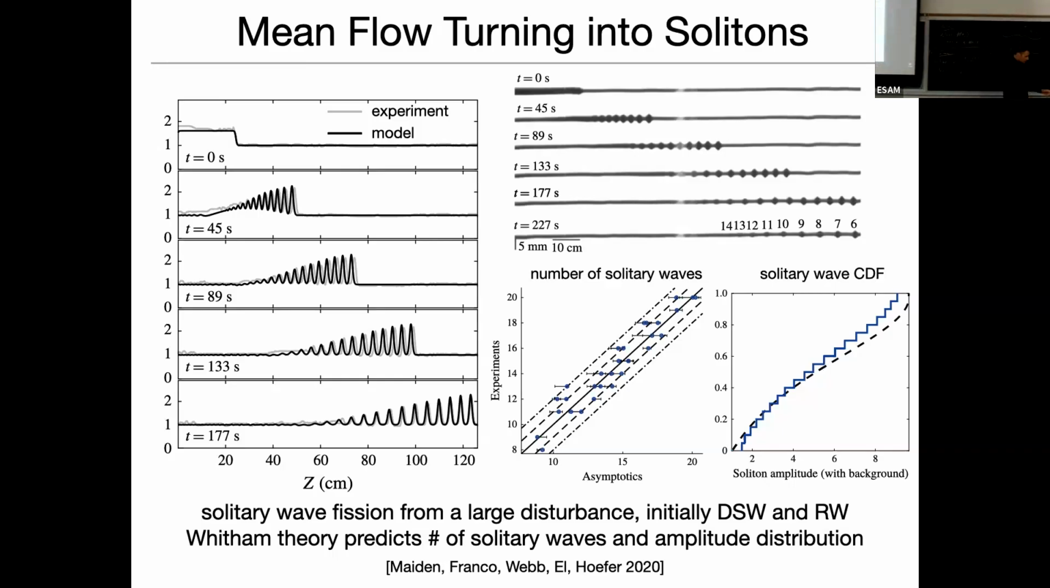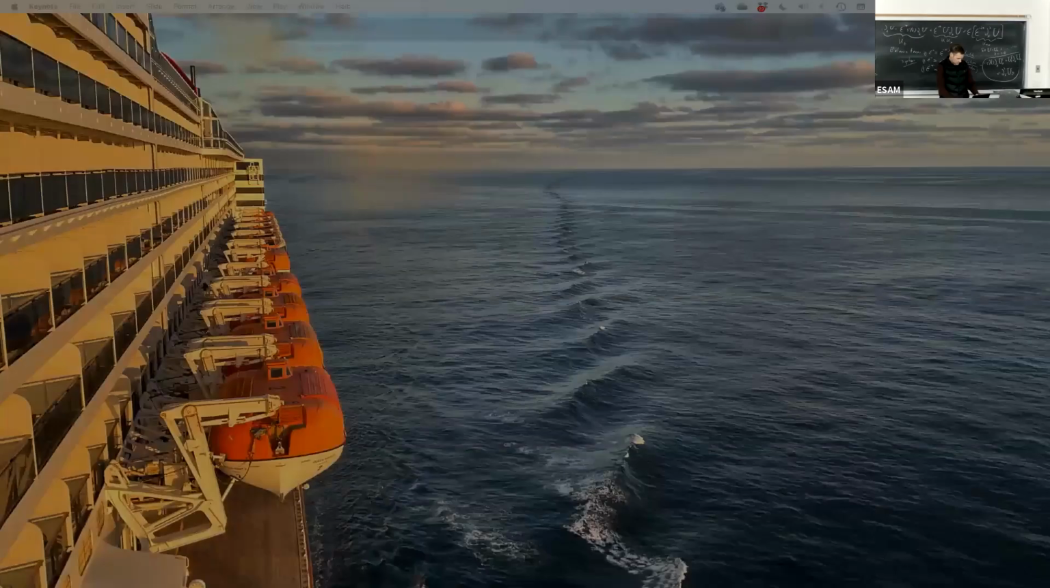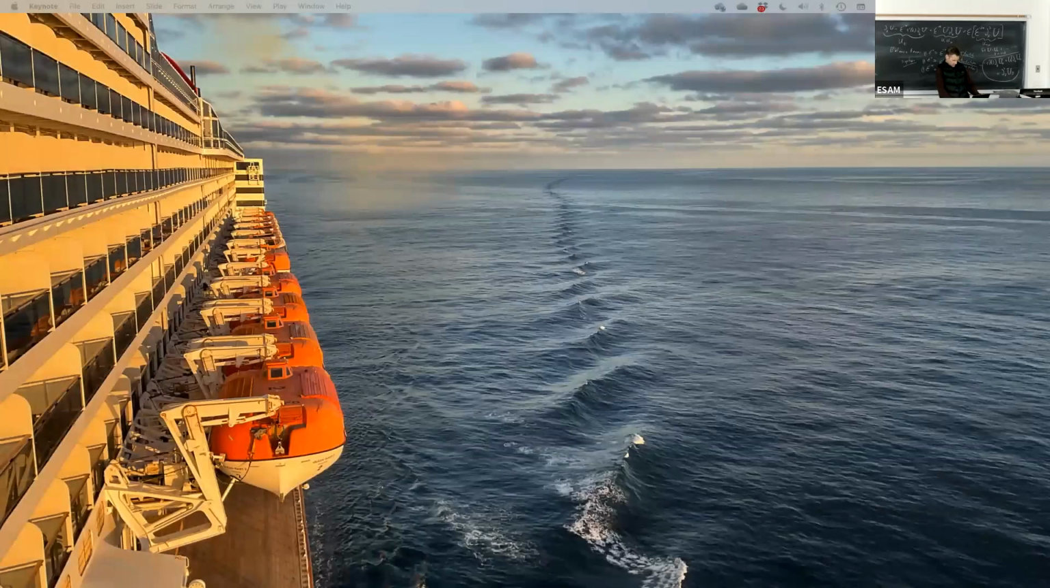So let me show you. So when does diffusion matter? That's your question. Yes.